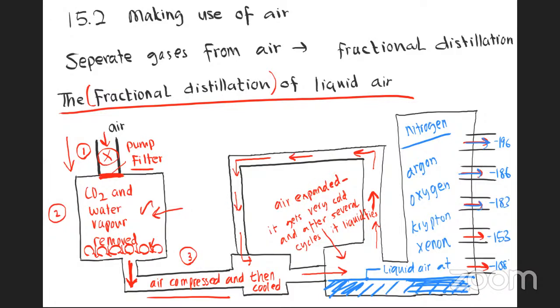And now that the air is in liquid form, we want to separate the different gases that make up the air. So we're going to heat the liquid air up. As we heat the liquid air up, the gas with the lowest boiling point will be the first one to leave this plant. The one with the second lowest boiling point will be the second to leave, and so on. And therefore, we are able to separate nitrogen, argon, oxygen, krypton, and xenon into different parts.